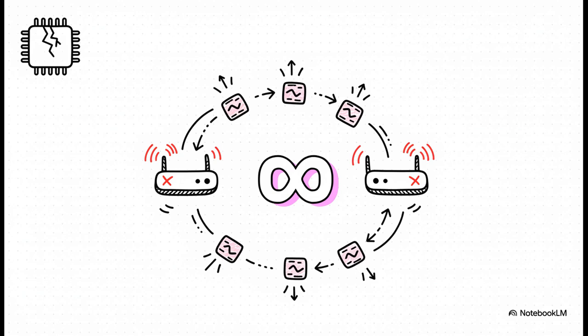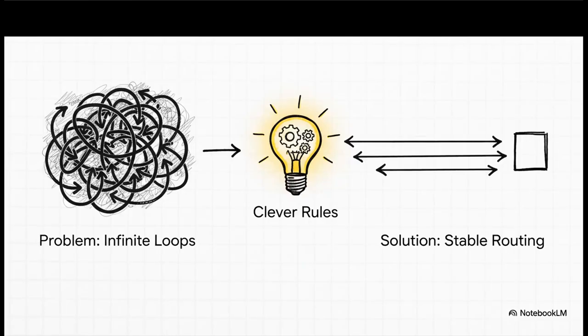4 hops, 5 hops, 6, 7. It just keeps climbing and climbing with no end in sight, eating up the router's memory and bandwidth until something finally breaks. So yeah, this was a huge problem. But thankfully, network engineers are a very, very clever bunch. They didn't just scrap the whole system. Instead, they came up with a set of really simple, elegant rules to stop these catastrophic loops before they could spiral out of control.